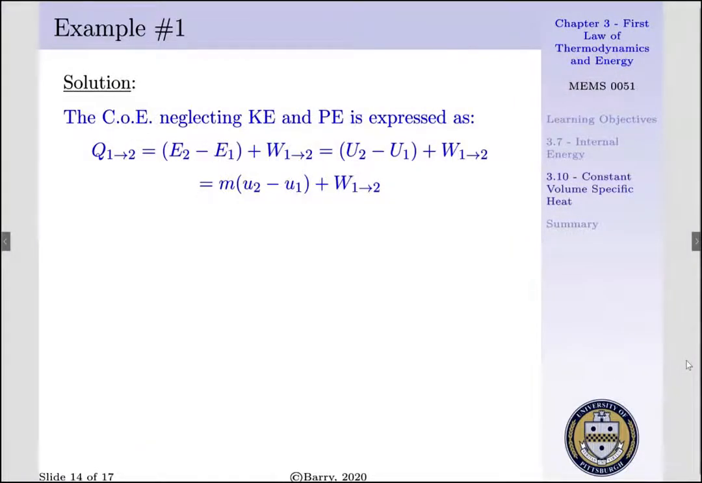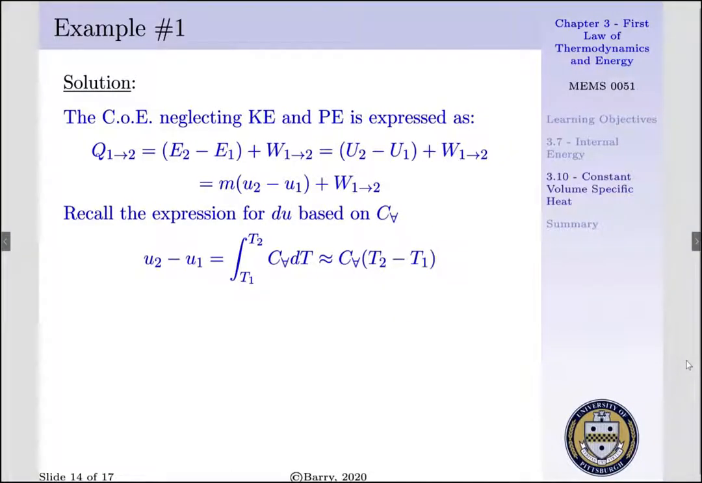Now we can rearrange our conservation of energy equation, neglecting kinetic and potential energies, to solve for heat. That is, our heat supply going from state 1 to state 2 is equal to our change of internal energy, U2 less U1, plus our work going from state 1 to state 2. Or this would be equal to our mass times our specific internal energy at state 2, less our specific internal energy at state 1, plus our work going from state 1 to state 2. If we recall our expression for dU based upon our constant volume specific heat, we can say U2 less U1 is equal to the integral from state 1 to state 2 of Cv dT. Or this is approximately equal to our constant volume specific heat times T2 less T1, assuming that Cv is a constant value.